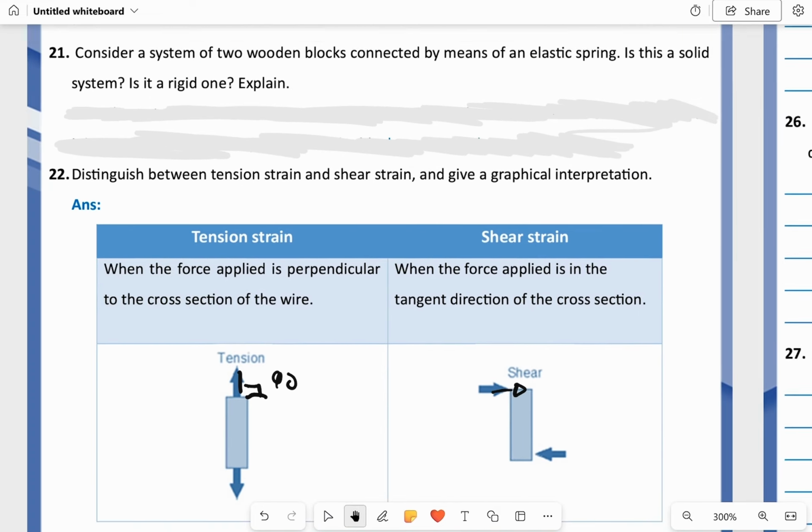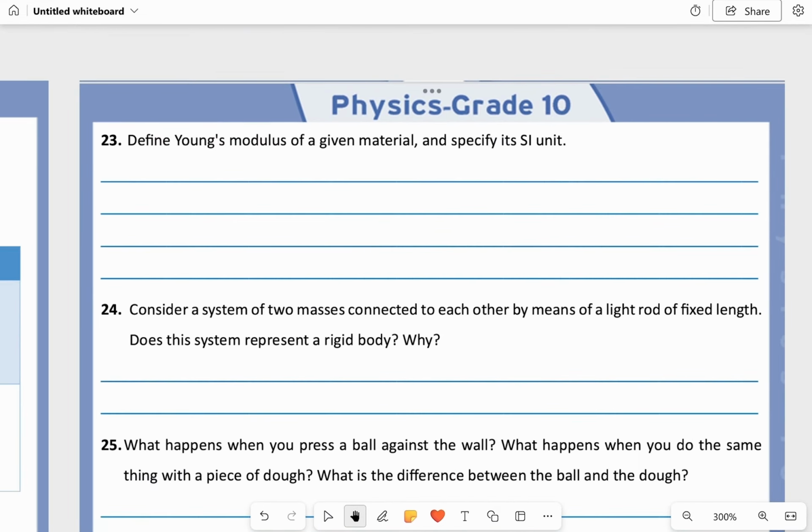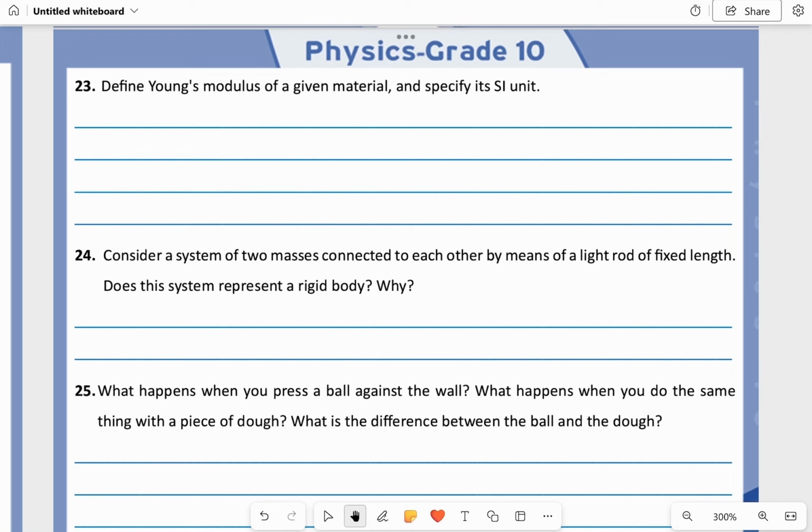Question 23, it says define Young's modulus of a given material and specify its unit. Young's modulus is the ratio between stress and strain, and the unit of it is Pascal.